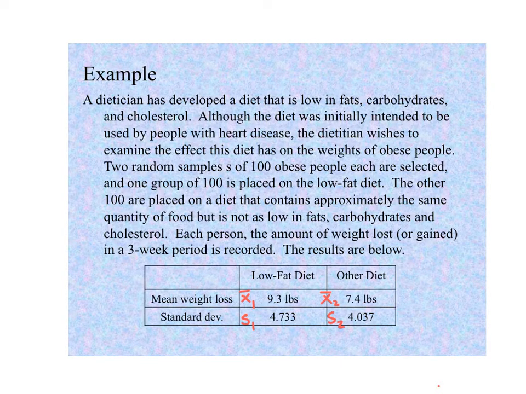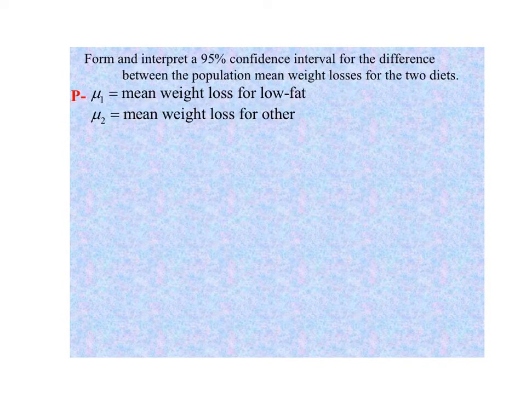And if you subtract a bigger number minus a smaller one, we get a positive value, right? If I subtract a small number minus a big number, I get a negative value. So my concern here is, what's the difference going to be? Okay. So let's go ahead and start the acronym, right? So first, the acronym is P. And the question, sorry, I forgot to mention, the instructions are to form and interpret a 95% confidence interval for the difference between the population mean weight loss for the two diets.